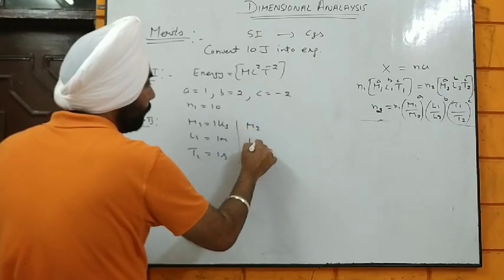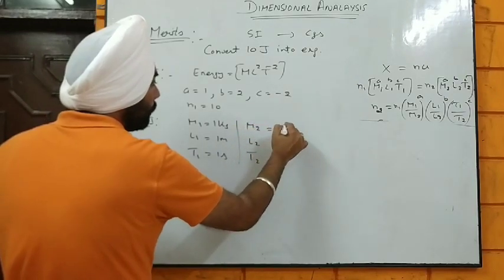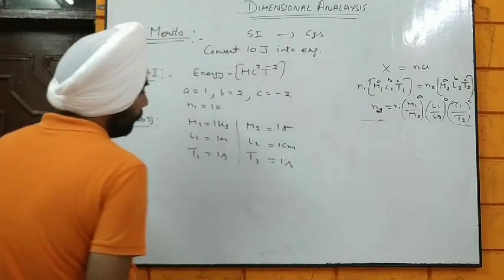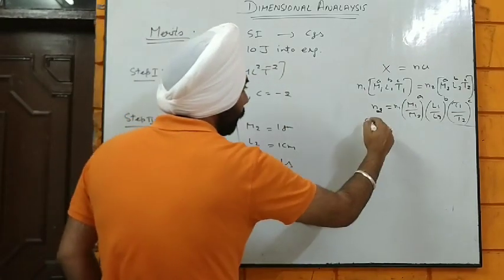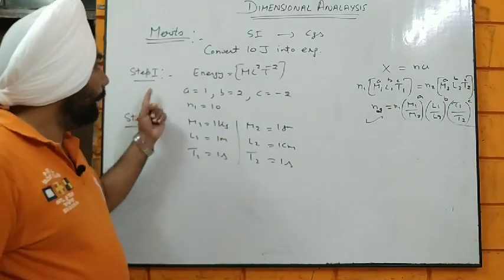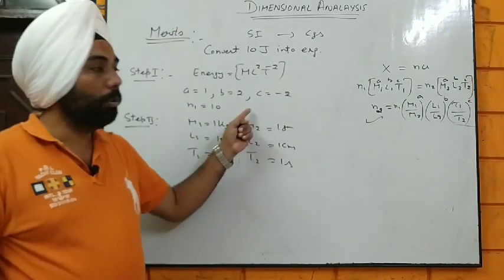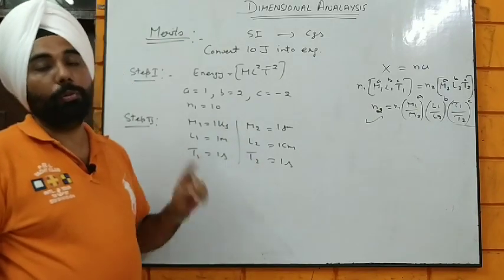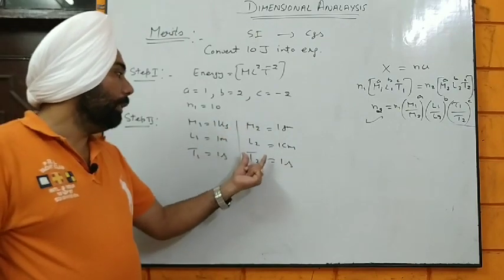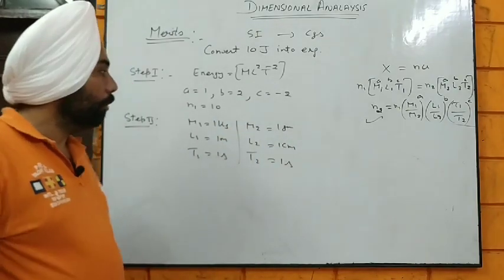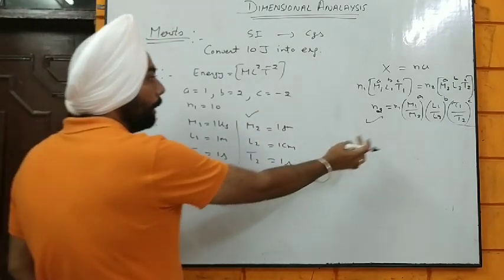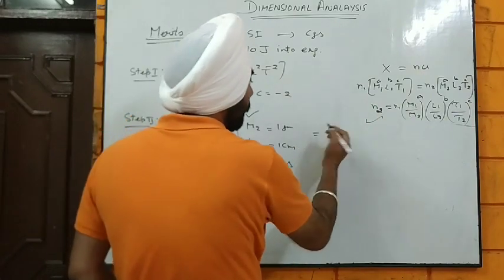And similarly M2, L2 and T2 are going to be 1 gram, 1 centimeter and 1 second. Now just putting these values in this formula. Remember the tip here, beta. If you want to convert SI into CGS, then CGS is always going to be M2, L2 and T2. And if you are going to convert CGS into SI, then M2, L2 and T2 are going to be SI units. So whichever units we want to calculate, those should be in the M2, L2 and T2 format in this formula. Now just putting the values here, you will have your answer.